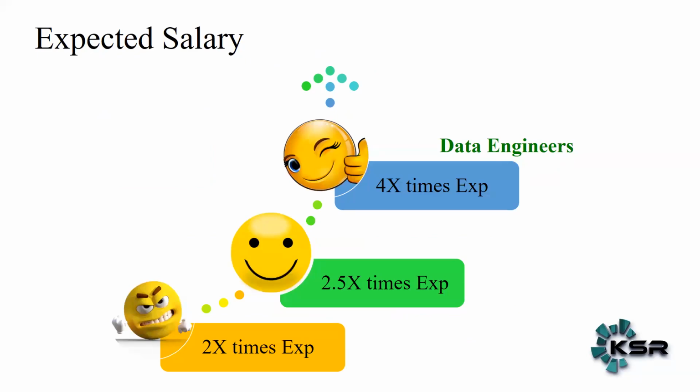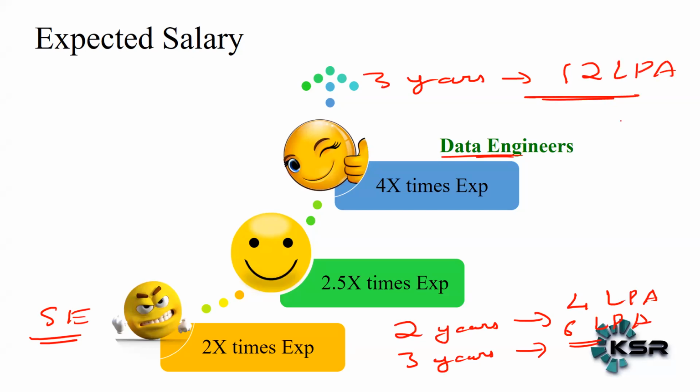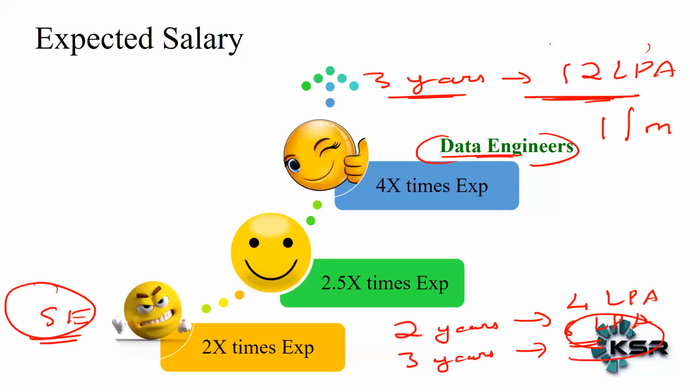And as I said, the technology which is booming in the market, you can almost get 4 times your experience. A normal software engineer will be having 2x times the experience. For example, if it's 2 years, he can expect a maximum of 4 LPA. If it's 3 years experience, he can expect a package of 6 lakhs per annum. But if you're a data engineer, for the same 3 years of experience, you can expect up to 12 lakhs per annum. Monthly 1 lakh. If you have 3 years experience, and if you're a data engineer, this is the salary. Compare it. A normal software engineer getting 6 lakhs and data engineers getting 12 lakhs.